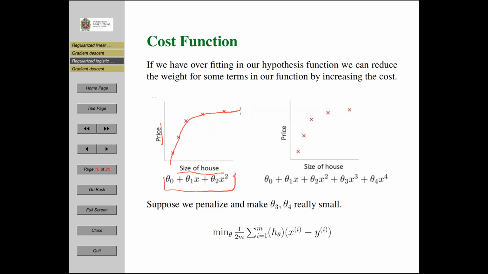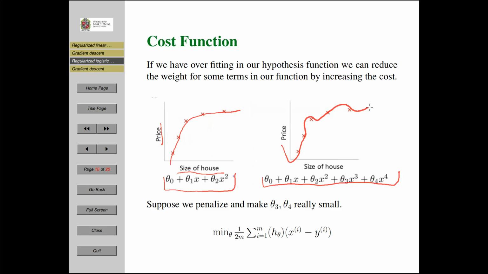This curve gives us a pretty good fit, but if we want to take an overly higher order degree polynomial, we end up with a curve that might look something like this. This curve fits the training set really well, but it overfits the data and can't generalize well.